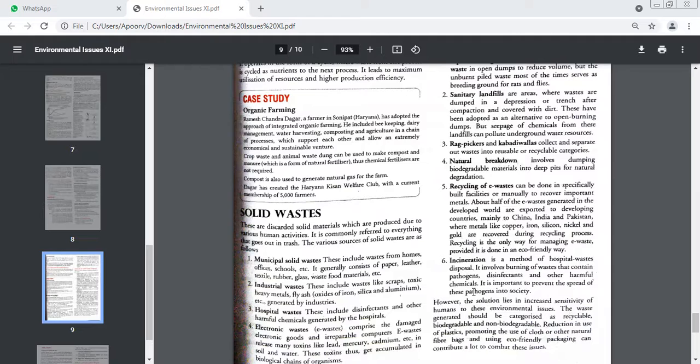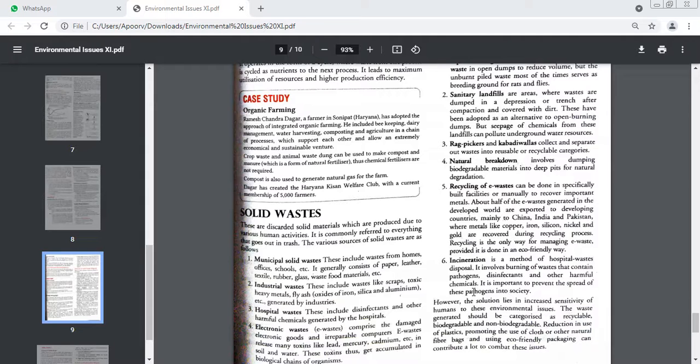Incineration. Incineration is mainly used for which kind of waste? Do we use it for e-waste? No, ma'am. So for which kind of waste should we use this method? Hospital waste. Why do we need to use this technique for hospital waste? Why incineration? Why not open dumps, landfills and open burning? Why don't we go for that? Because they contain pathogens and disinfectants and other harmful liquids. Very good. We need to burn them.